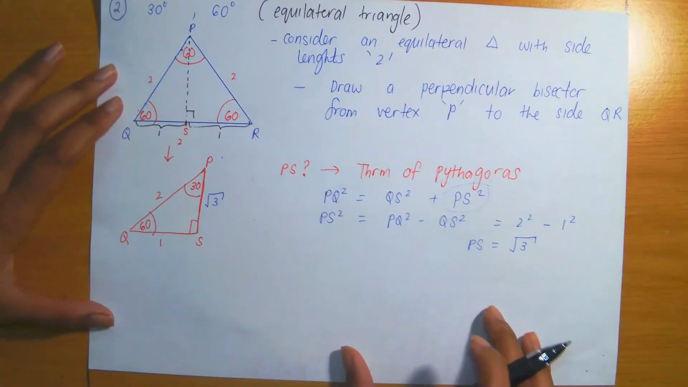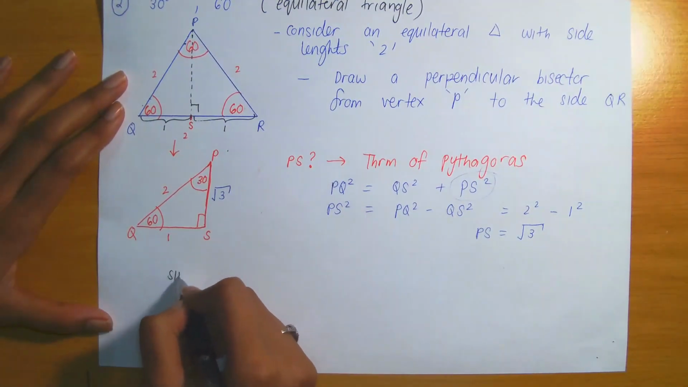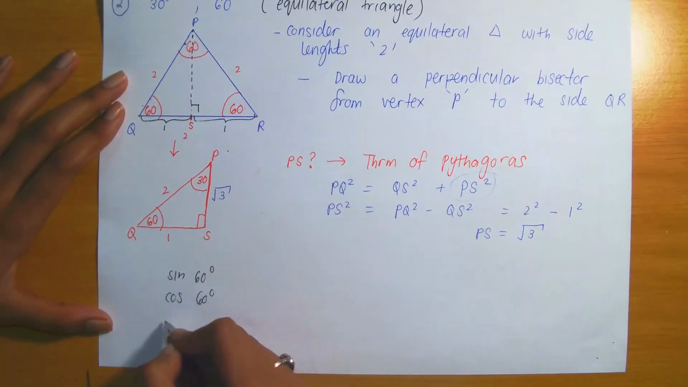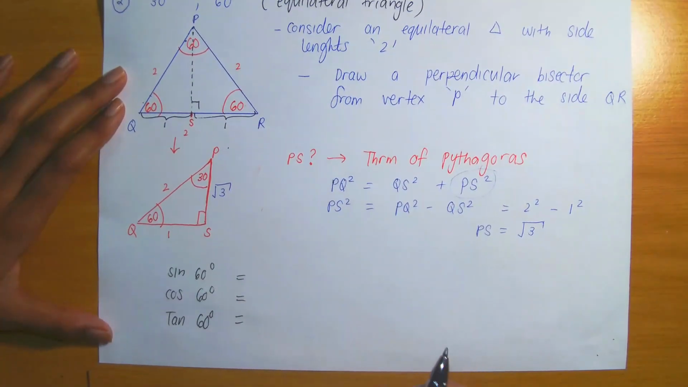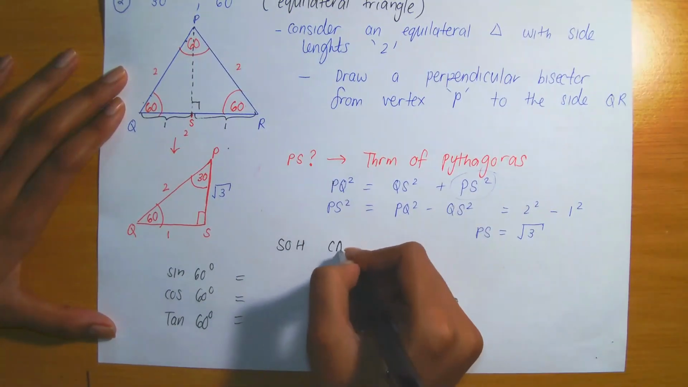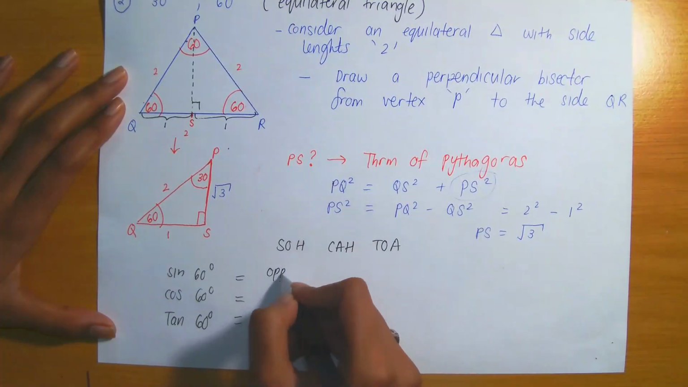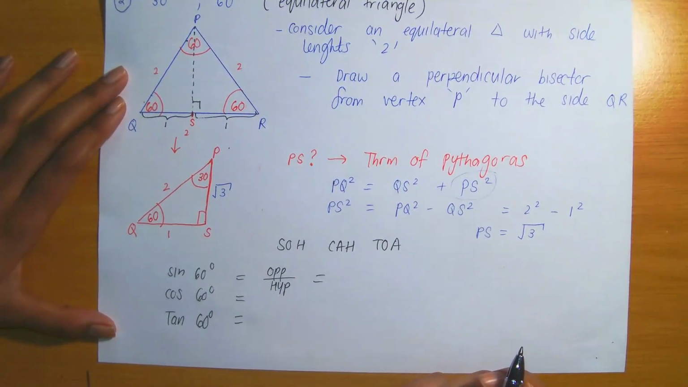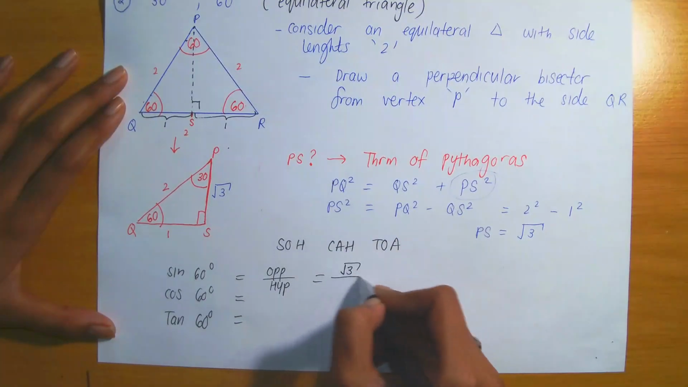And notice now that we can interpret all of the trig ratios. So let's interpret the trig ratios for 60 degrees. Sine of 60, cos of 60, and tan of 60. What do these give us? So remember SOH CAH TOA, let's write that down. Right, so that means sine is opposite over hypotenuse. Opposite over hypotenuse gives us a value of square root 3 over 2.